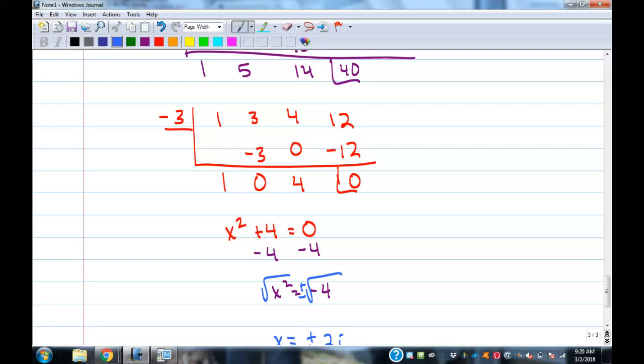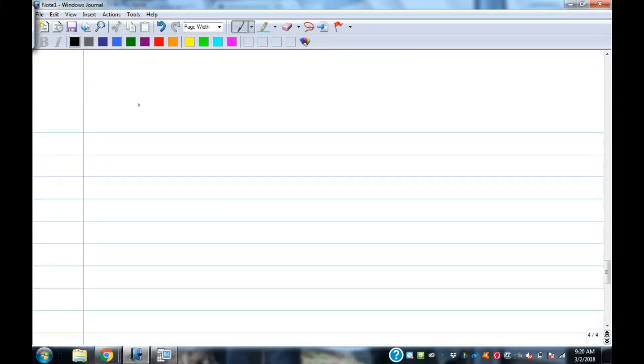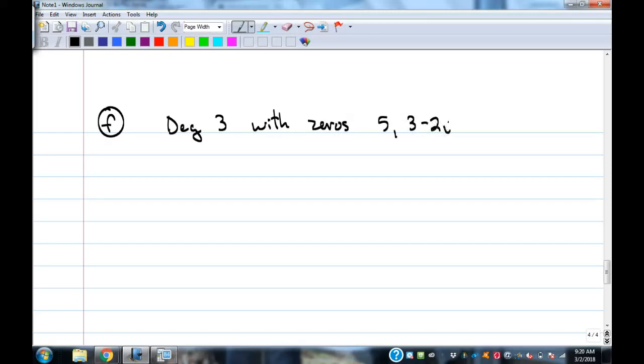All right. Let's look at one last thing here. I know there's not much time left, but example F here. Degree 3 with zeros 5 and 3 minus 2i. What do we know about this?